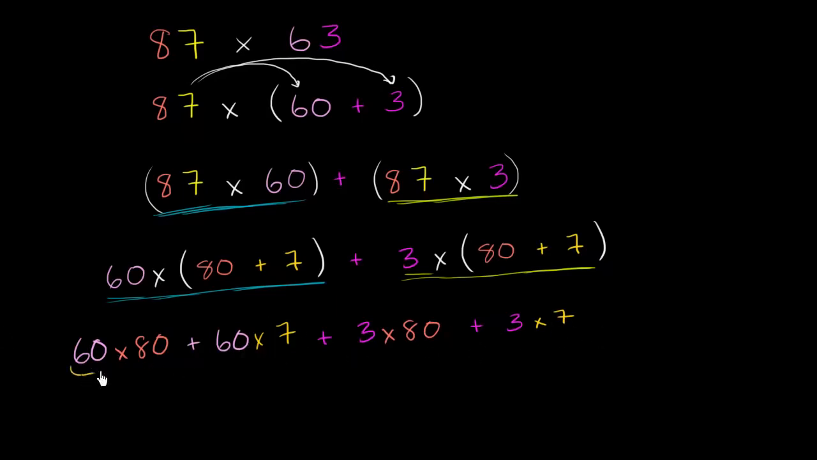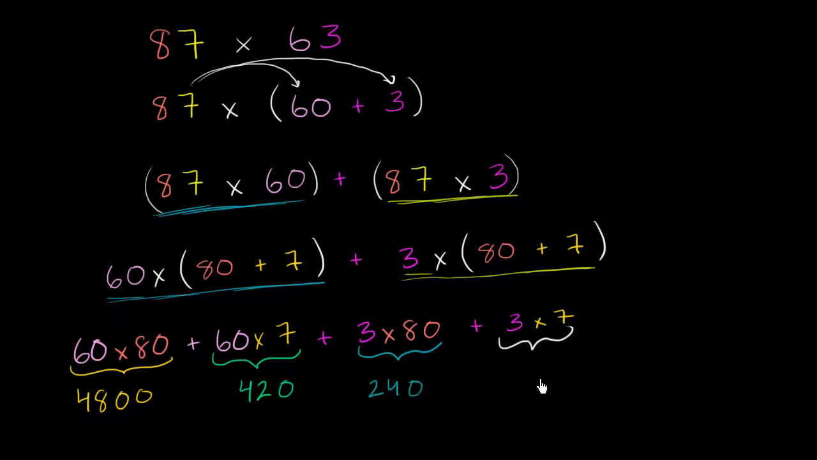So for example, 6 times 8 is 48. But this isn't 6 eighths, this is 60 80s. So this is going to be 4,800. We've got 2 zeros right over here, so 48 followed by the 2 zeros. 60 times 7 is 420. 6 times 7 is 42, but it's going to be 10 times as much because this is a 60. And then 3 times 80, same logic: 3 times 8 is 24, so this is going to be 240. And finally, 3 times 7 is 21. And then to get the product, we can add these together.